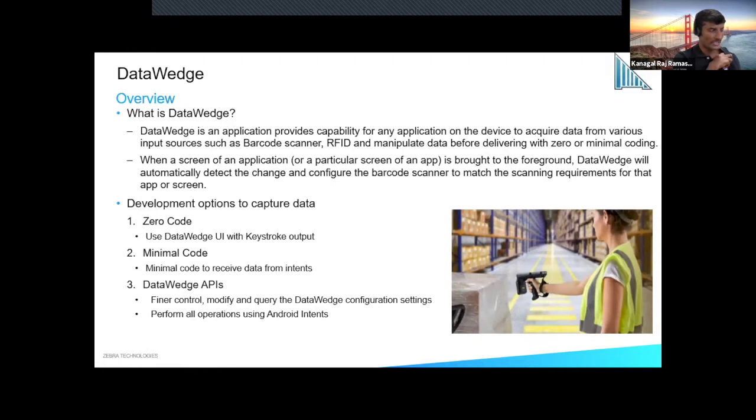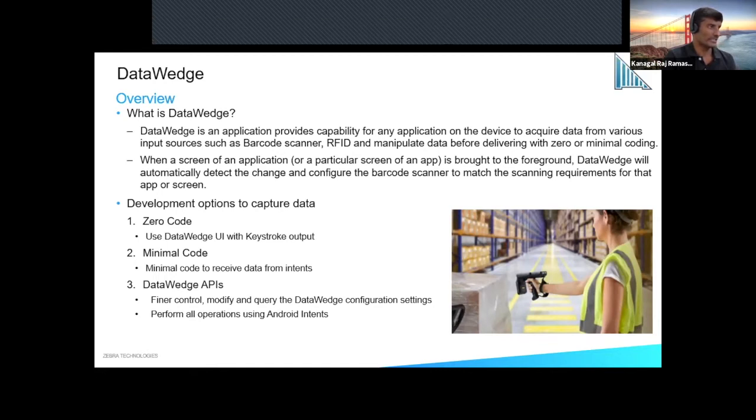The other one is the data wedge APIs. If you need finer control, like the classic way of writing, you control everything through your application, or modify or query the data wedge configurations and perform all operations based on the application's request. That time you can use the data wedge APIs. So these are the three options available. Based on your use case, you need to decide which one is best suited for your business.